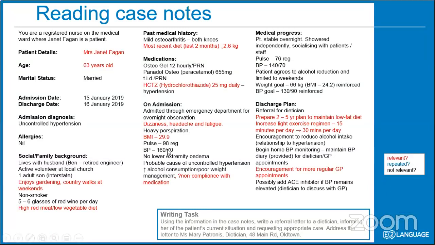In red then, we've got what we call relevant. So the patient's name, age, a little bit of social and family background. Very little really as far as past medical history, medications, admission. I suppose the most substance we're getting is from the discharge plan. Okay, so in red, this is relevant.